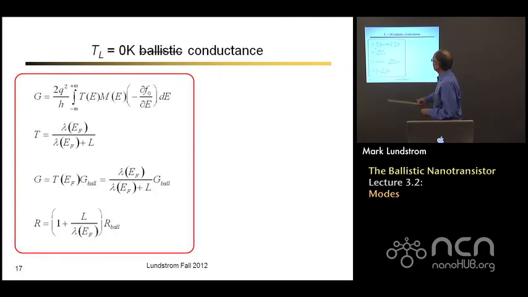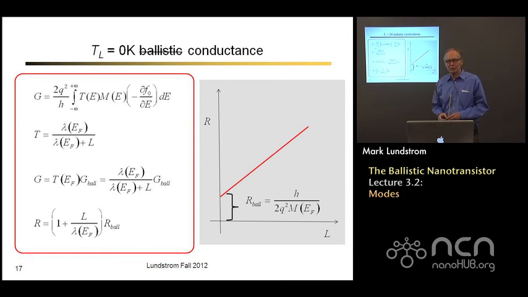Now, if we remove the assumption that we're ballistic, but begin with the t equals 0 case, then I can replace this derivative again with a Fermi function. What will be important is the transmission at the Fermi energy, and I'll get an expression for the conductance that will just be the transmission at the Fermi energy times the ballistic conductance that we got before. Or if I flip it upside down and look at the resistance in the non-ballistic case, it's 1 plus length of the conductor divided by mean free path times the ballistic resistance.